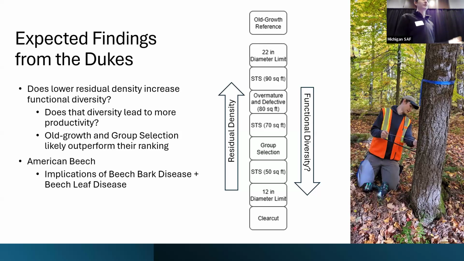But there are implications of beech bark disease, which is present on the stand now. And what is that going to mean when those larger beech start falling out of the stands? Thickets start to develop, things like that. So that's another thing to think about. Also, beech leaf disease, if that comes in and kills all the beech, then that's kind of a moot point. So it could go either way.